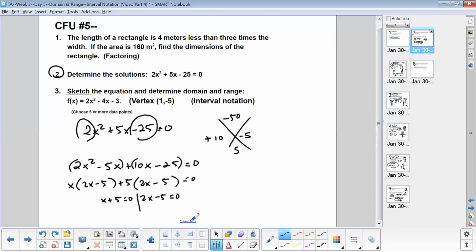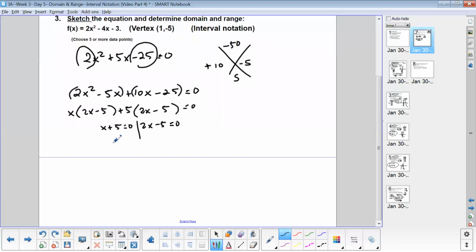So this is just an example of trying to find the solutions. So x would be negative 5, so it would be negative 5 comma 0. And this would be 2x, add the 5 over, divide by 2, you get 5 halves. So 5 halves, comma 0, or 2.5.